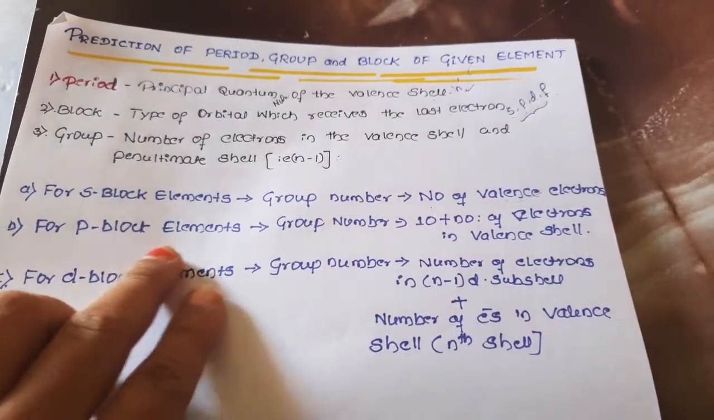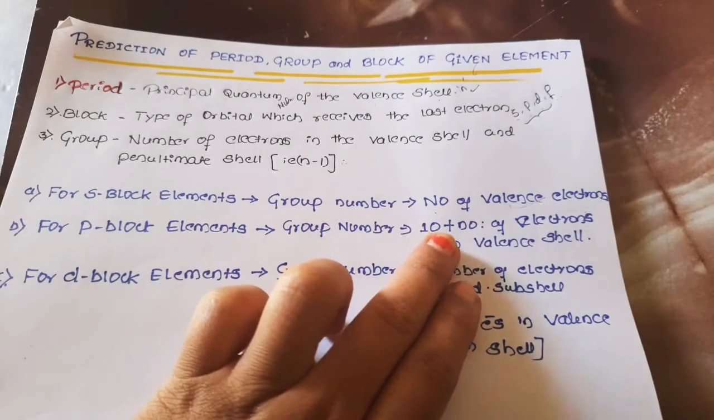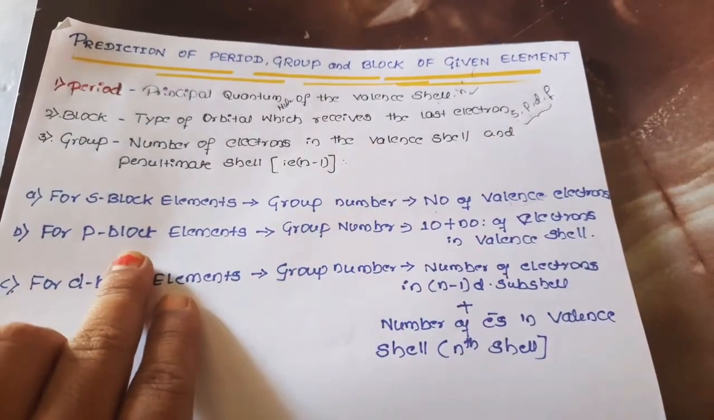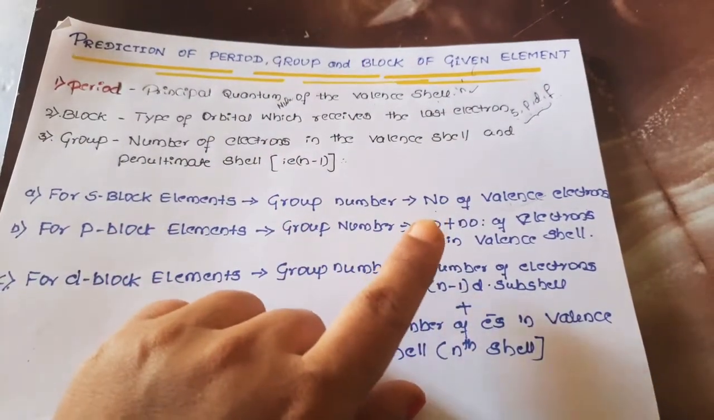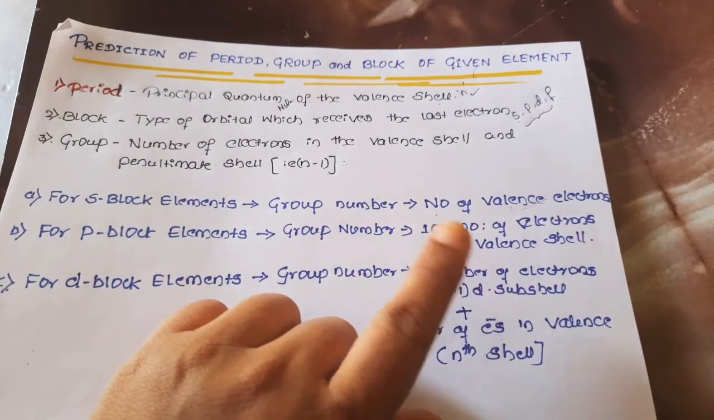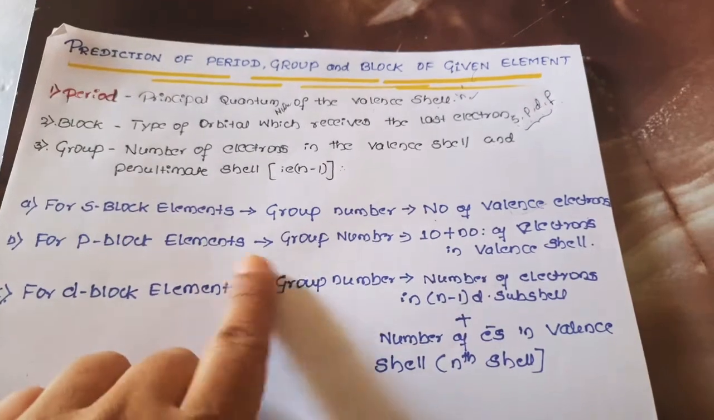Now for P block elements, how are we going to calculate the group number? It is 10 plus the number of electrons in the valency shell. For P block elements, you have to add 10 to the number of electrons in the valency shell. 10 plus the number of electrons in the valency shell, that's for P block elements.